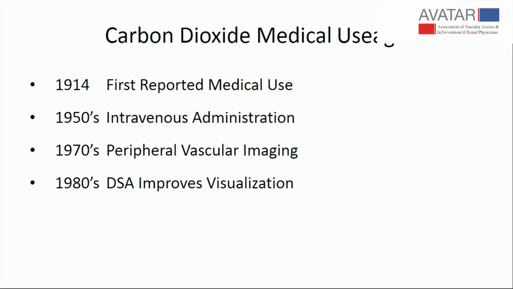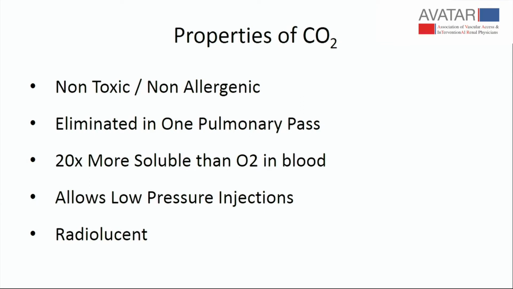It was used for peripheral vascular imaging in the 1970s. In the 80s, with digital subtraction angiography, it became much easier to use, and CO2 injectors were developed. It is non-toxic, it is non-allergenic, it is completely eliminated in a single pass in the lungs. So you inject it in the veins or you inject it in the arteries, it'll go through the circulatory system, and the first time it hits the lungs, it is exhaled.